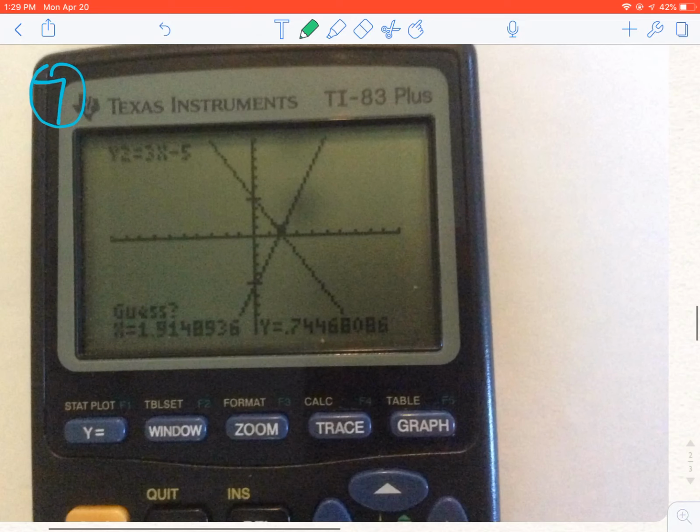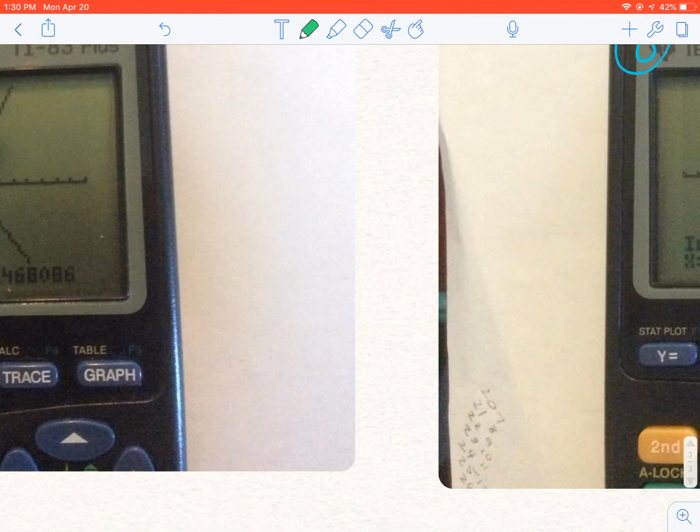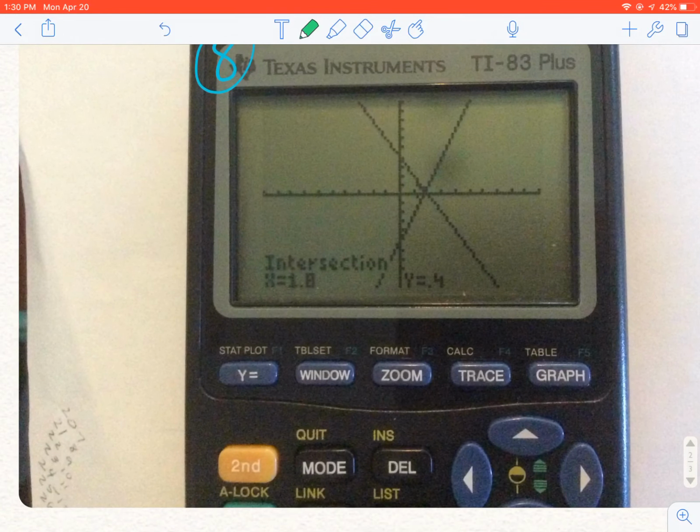And then it asks me for a guess. So you move your cursor as close to the point of intersection as you can. Looks like a little spider. Start going left or right, depending on where it is already. But I went to the right when I did this, and I put it at the point of intersection. I just hit enter. And then it tells me the magical answer.